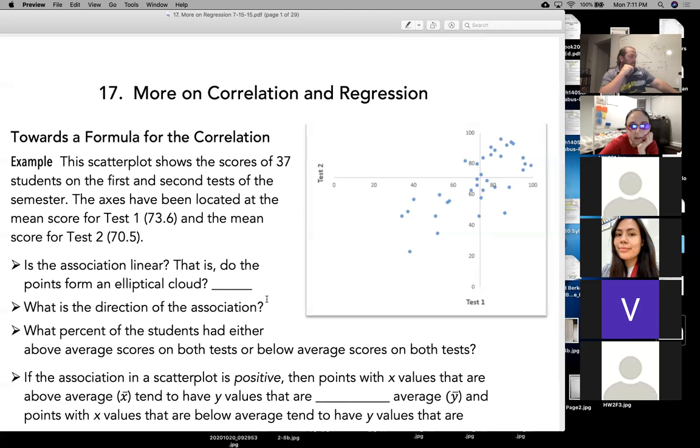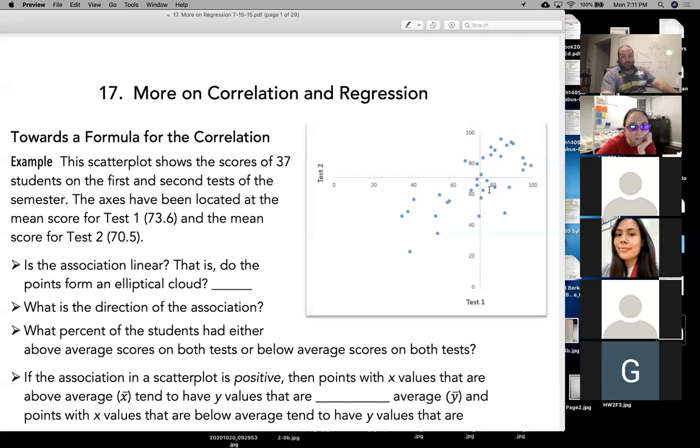So would that be like the top right corner is above on both? Like 60? Yeah, the top right corner. So all of these guys here are above on both. Oh, I see. And all of these guys here are below on both, right? Mm-hmm. So it certainly seems that a significant majority, I would say 80%, 85%, right?